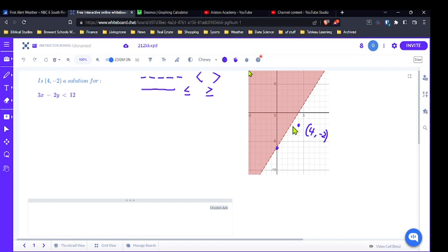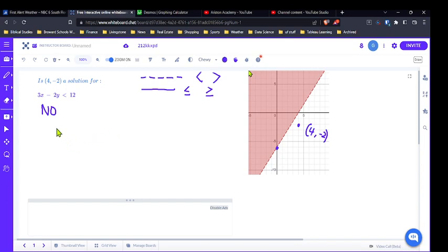Brilliant. Okay, now, is it in the solution region or is it outside of the solution region? Well, it's not in the shaded area, so it's outside of the solution region. So we can right away say the answer to the question is no. It's not a solution for this particular inequality.